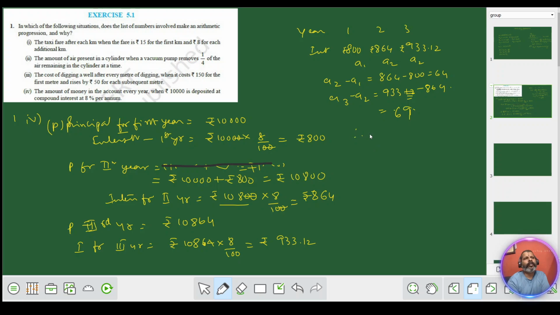Therefore, since the common difference is not constant, the given situation is not in AP. Please understand the concept here. You have to find at least three terms to check whether the given situation is in AP or not. Okay. Thank you.